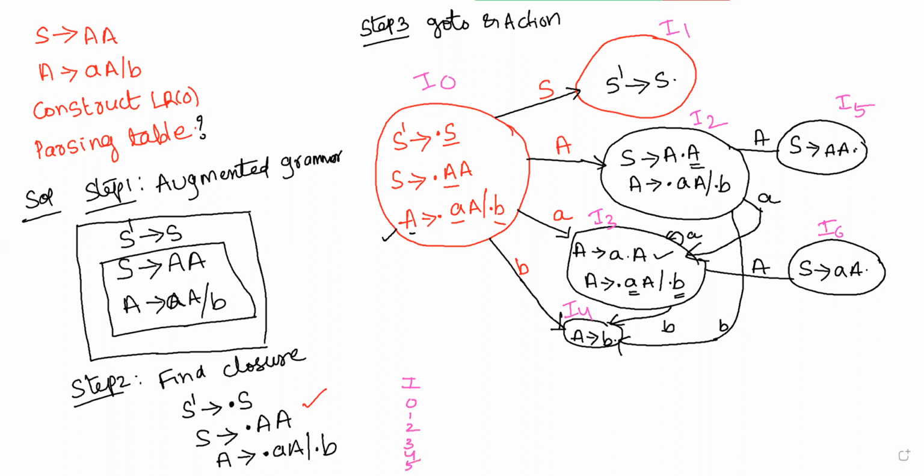Let me write again. So the I values here are 0, 1, 2, 3, 4, 5, 6. These are called the I values.